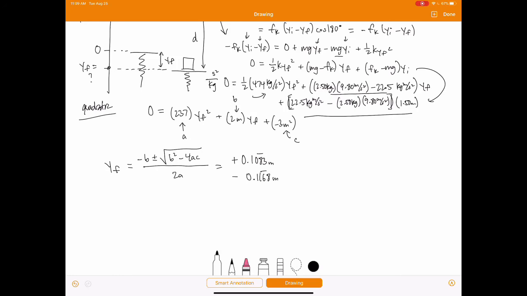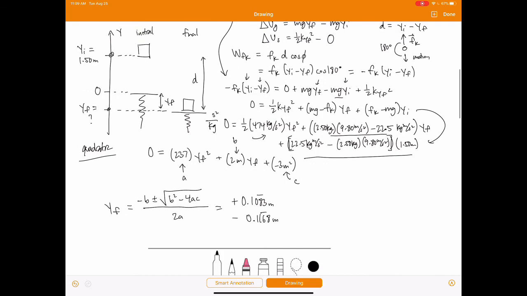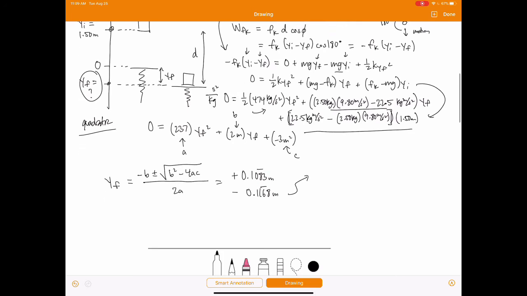Again, we have to decide between the two. But notice how y final has to be something negative because we're below 0 at the end of the day. So we'll choose the negative solution, which is minus 0.117 meters when we round it to 3 sig figs. So we can say the spring is compressed 11.7 centimeters when the block comes to a stop. So that's the answer.